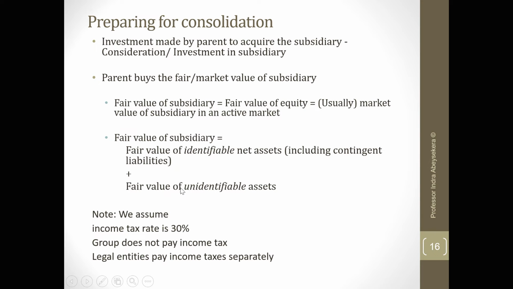That includes contingent liabilities, which are not shown on the balance sheet, because it's a business decision. When such acquisitions are made, the buyer will consider not only liabilities shown on the balance sheet but also contingent liabilities that can materialize as liabilities in the future. And in addition to identifiable net assets, the parent can pay for unidentifiable assets such as goodwill or internally generated intangibles.